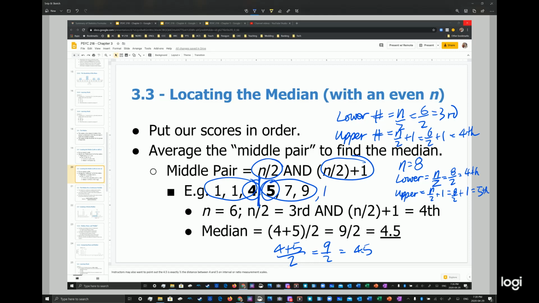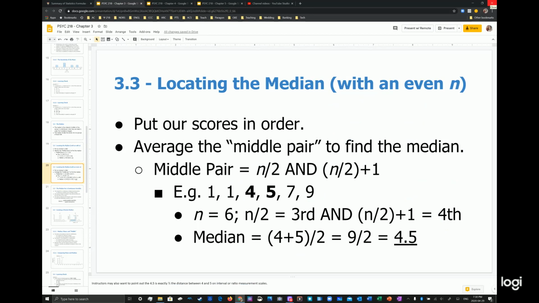So let's pretend there are 2 more numbers here like this. And so we would average out 5 and 7, the fourth and the fifth. So 5 plus 7 divided by 2, in this case is 12 divided by 2, and that's 6. Again, it's the average of the middle pair. Again, that number is not an actual score in that distribution. And that happens when there is an even number n, or the sample size has an even number of scores.